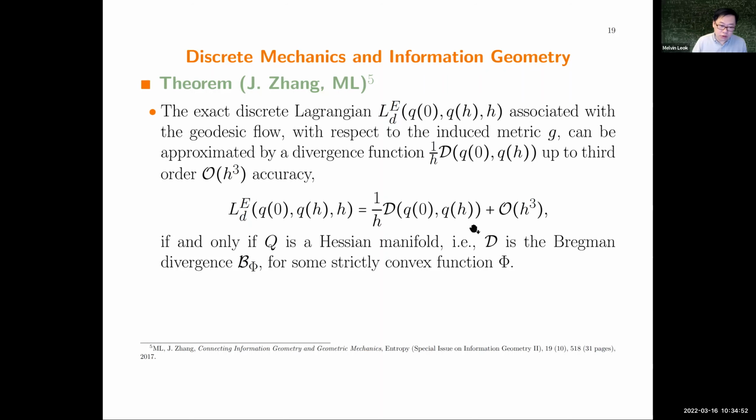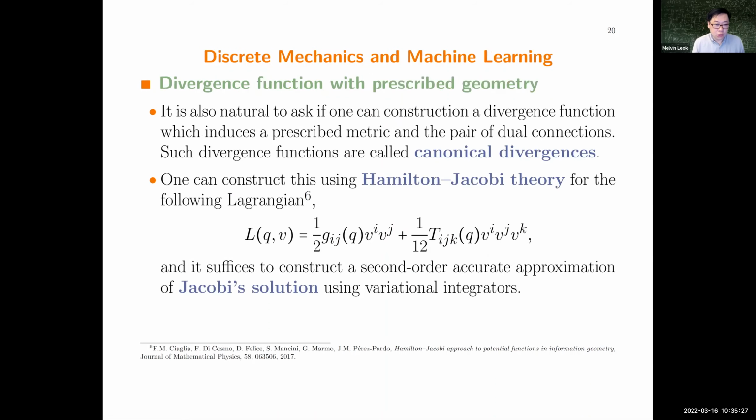So it's always consistent, and if it turns out that the divergence function is a Bregman divergence, then it's not only consistent but it's second order accurate. In particular, what that means is that if you decided to use KL divergence as a generating function of a map, in the sense which we talked about earlier, then that's going to give you a second order accurate discretization of the Fisher-Rao geodesic flow. So that's an interesting observation.